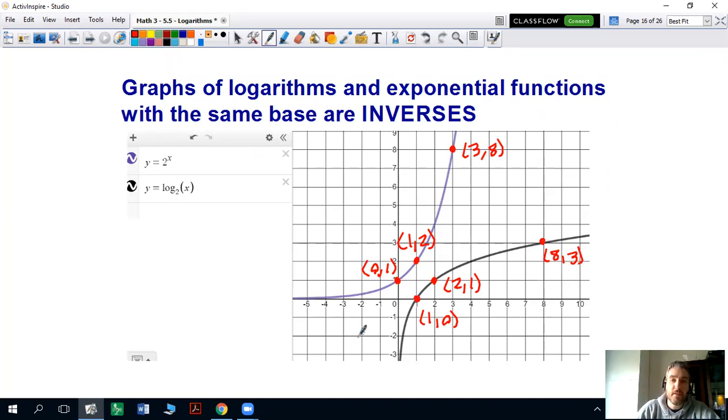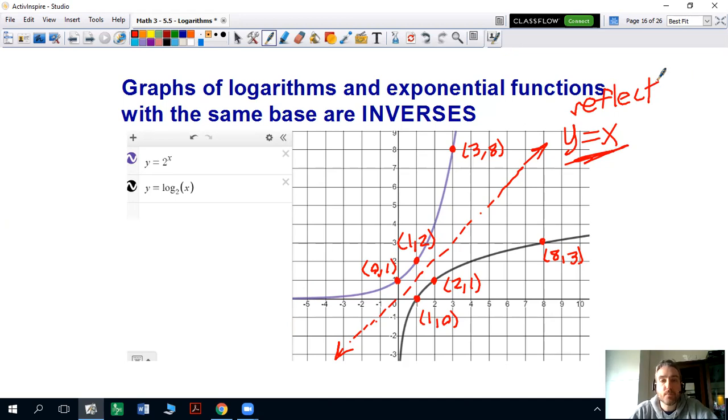And because they're inverses, they're going to be reflected over this diagonal line, y equals x. You might remember that from our first unit. But inverses always reflect over the line y equals x. It's a diagonal line. So compare that on the graph here.